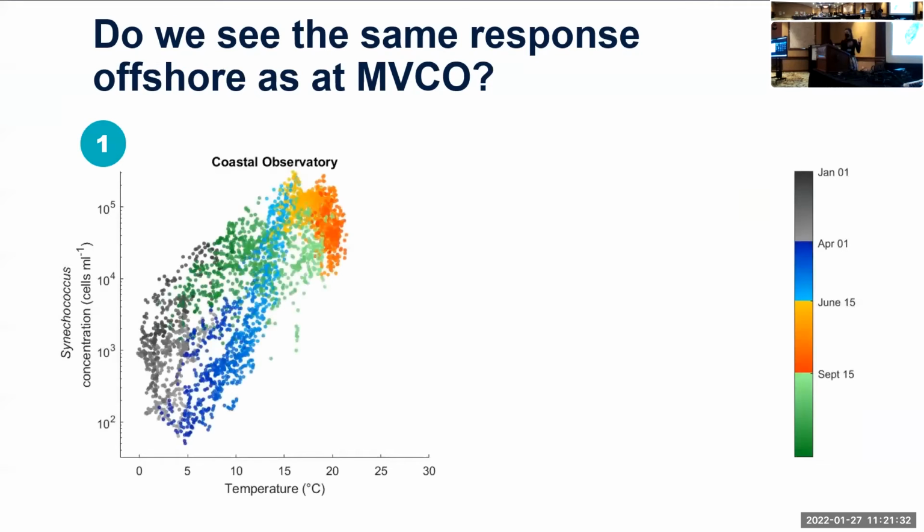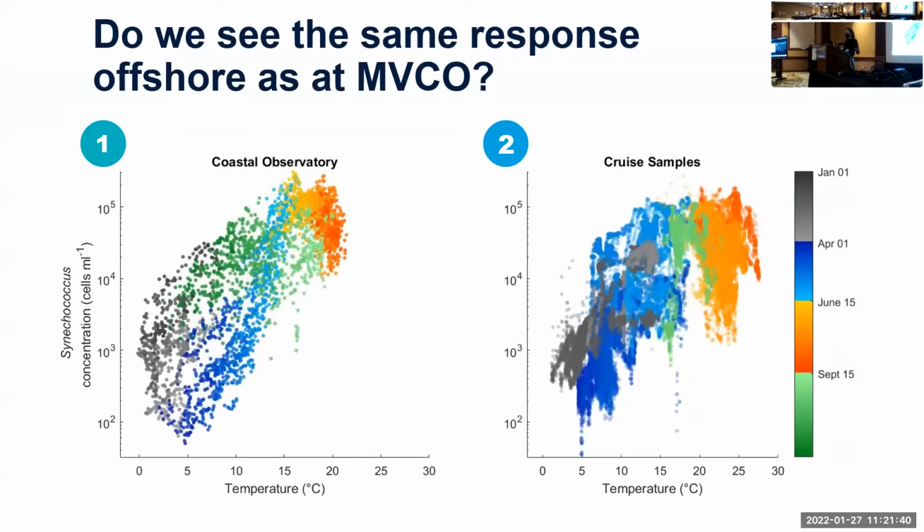So as a reminder, this was our nice seasonal pattern in Synechococcus concentration at the Coastal Observatory. And here is all of the samples from all the cruises that I've considered across the whole shelf. And so this is combining both seasonality and spatial environmental heterogeneity. First order, this looks great. So the seasonal response of Picophytoplankton seems to be the same further offshore. MVCO is not just a random, unique point, and that's part of why we put it there, is we thought that it would be representative of the wider shelf, and we're happy to see that it is.